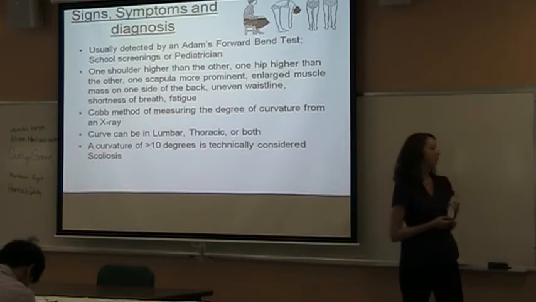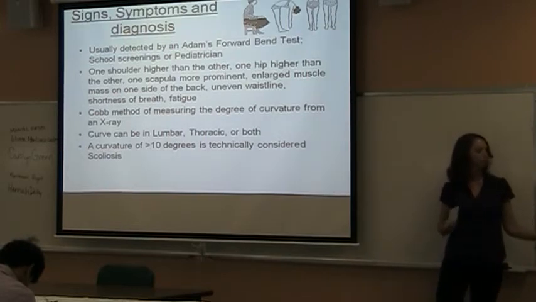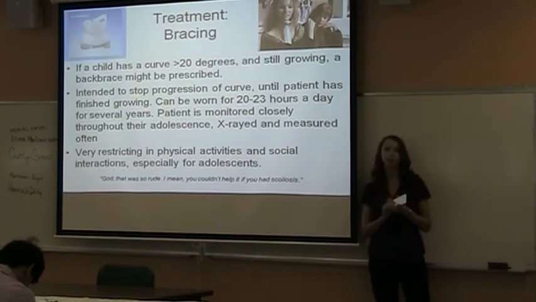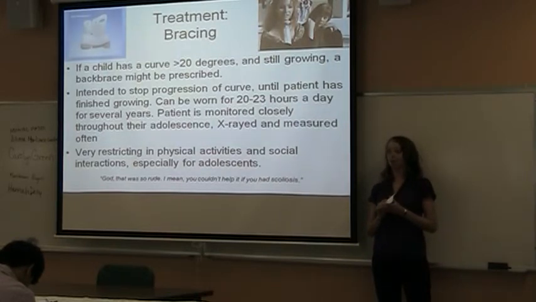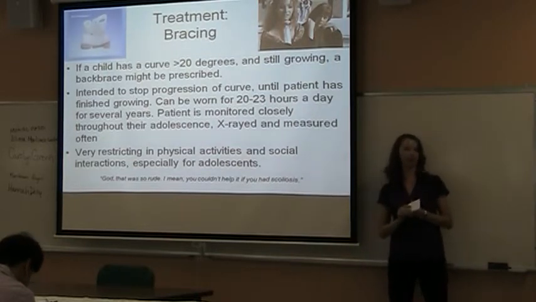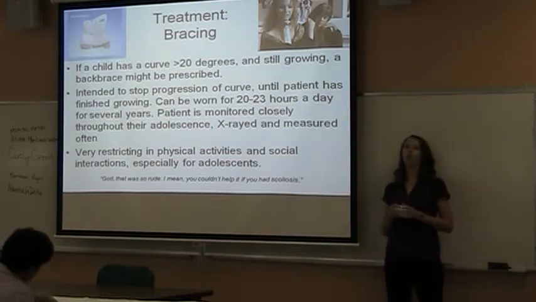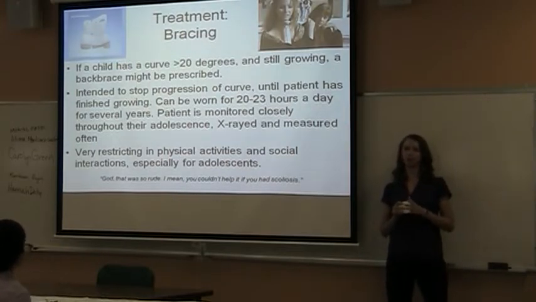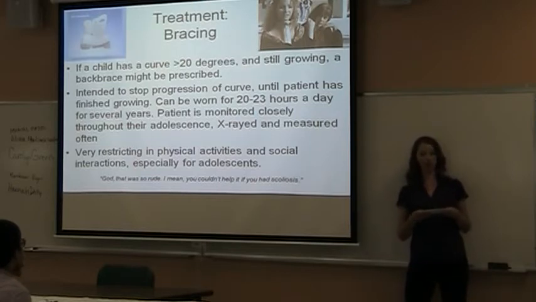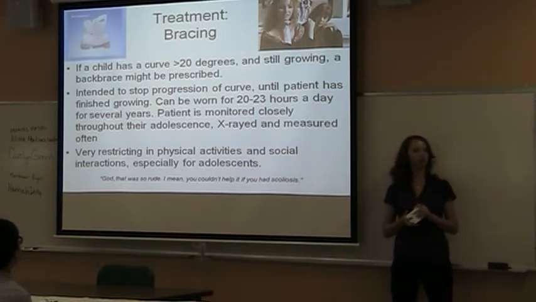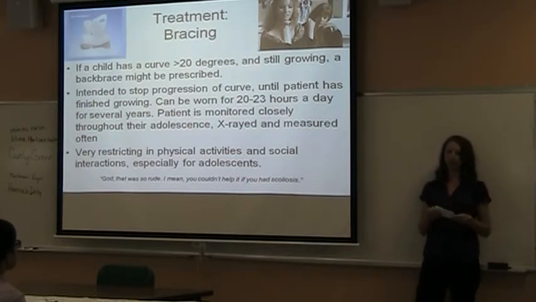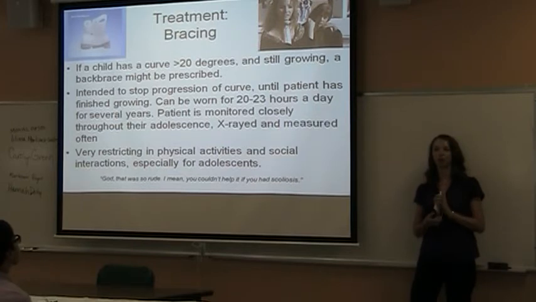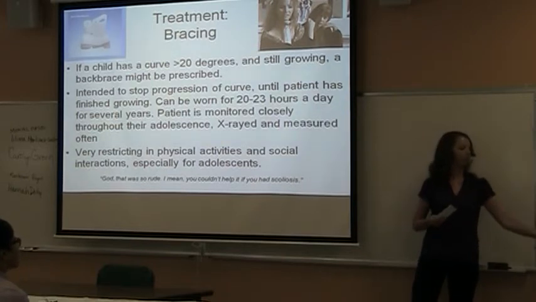And if one or a few of these symptoms show during the screening, the physician would have the patient have an x-ray to see the location of the curve and the degree of severity. The Cobb method is the method used to determine the degree of the curve. And technically, a curvature of greater than 10 degrees is diagnosed as scoliosis.